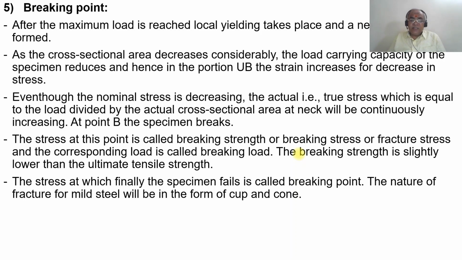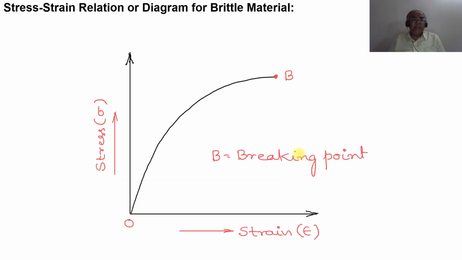Even though the nominal stress is decreasing, the true stress, which is equal to the load divided by the actual cross-sectional area at the neck, will be continuously increasing. At point B, the specimen breaks. The stress at this point is called breaking strength, breaking stress or fracture stress, and the corresponding load is called the breaking load. The breaking strength is slightly lower than the ultimate tensile strength. The stress at which finally the specimen fails is called the breaking point. The nature of fracture for mild steel will always form a cup and cone arrangement.